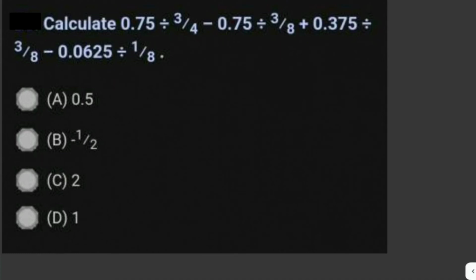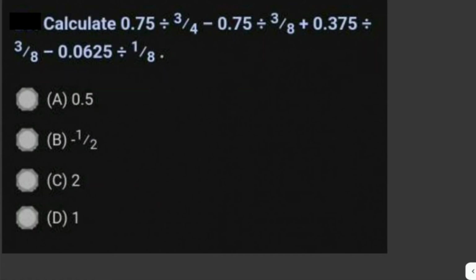Calculate 0.75 divided by 3/4 minus 0.75 divided by 3/8 plus 0.375 divided by 3/8 minus 0.0625 divided by 1/8. So how are we going to do this? Let's recall the order of operations, or PEMDAS. We have 3 operator signs here: division, subtraction, and addition.